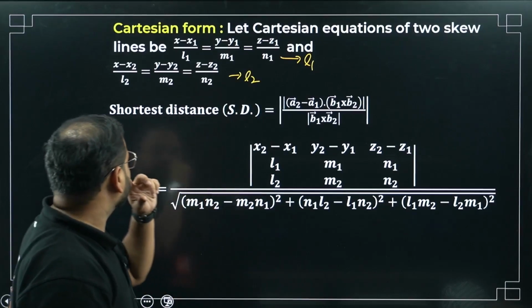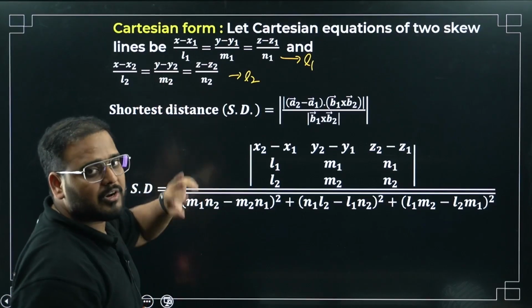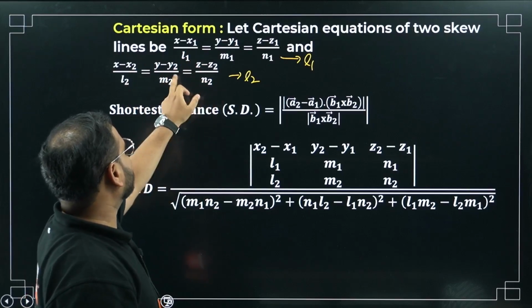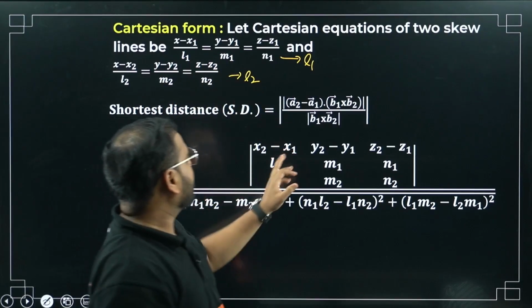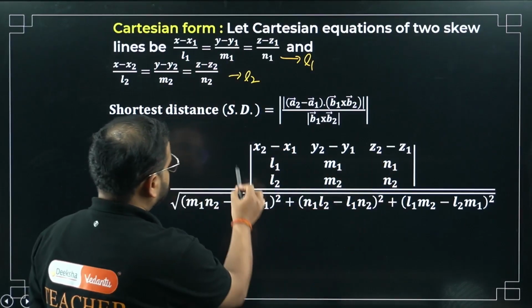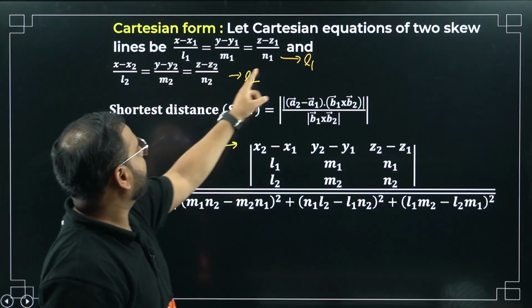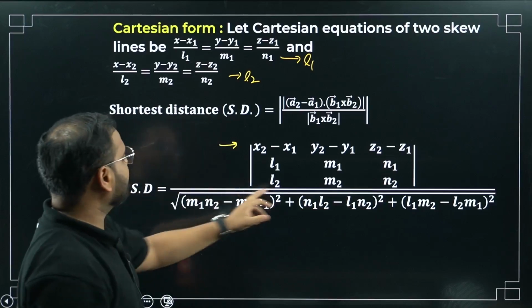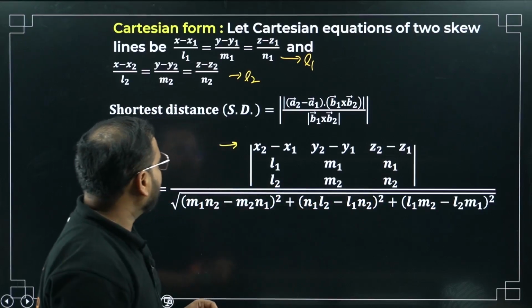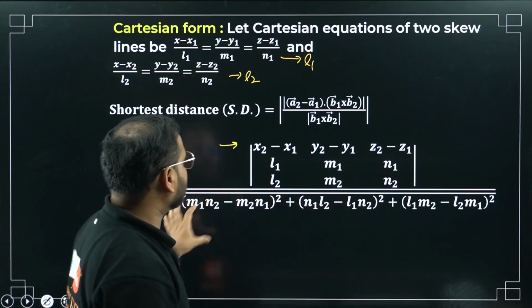So what we're going to do for the difference of the components: x2 minus x1, y2 minus y1, z2 minus z1. Please check what comes over here. Next, please check l1, m1, n1 upon l2, m2, n2. And what is the denominator? What is the denominator, sir?